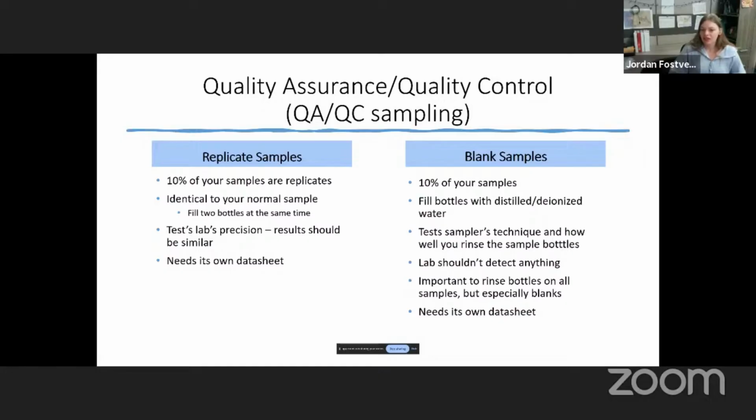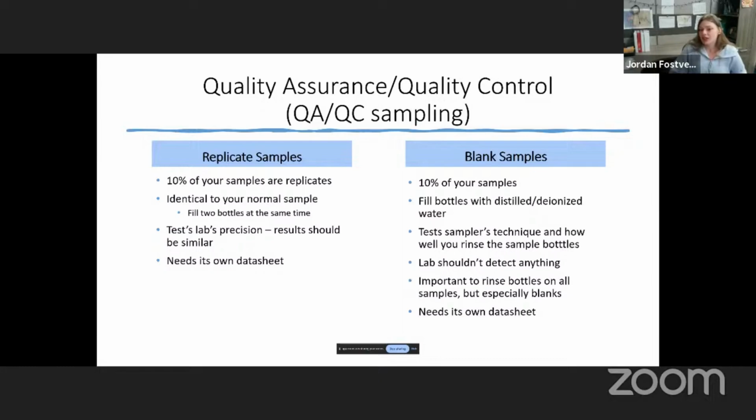A replicate is identical to your normal sample, and you fill 2 bottles at the same time. So you dunk one in one hand, one in the other hand. This tests the lab's precision, and results should be pretty similar. This needs its own data sheet.